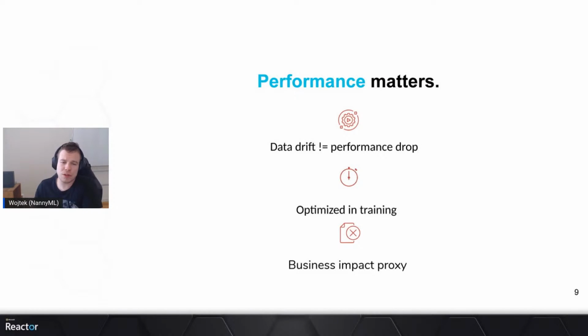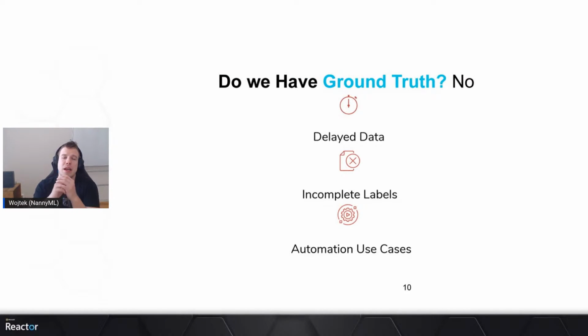And ideally, we would track this business impact directly. If possible, we should absolutely do it, but it's rarely possible, as there normally follows a complex chain of decisions from the output of the machine learning model to the business impact, and it's impossible to really link those two in a very direct way. So yeah, performance matters. And now, why can't we just calculate it? Because we normally don't have the ground truth.